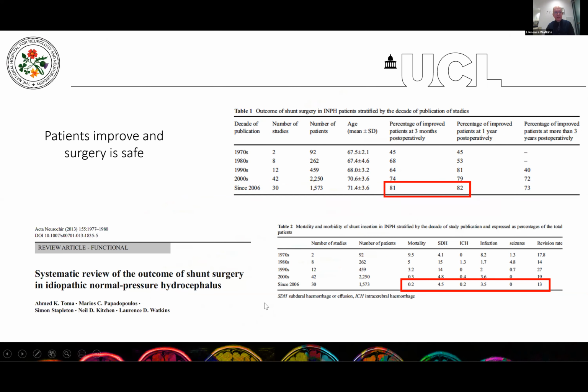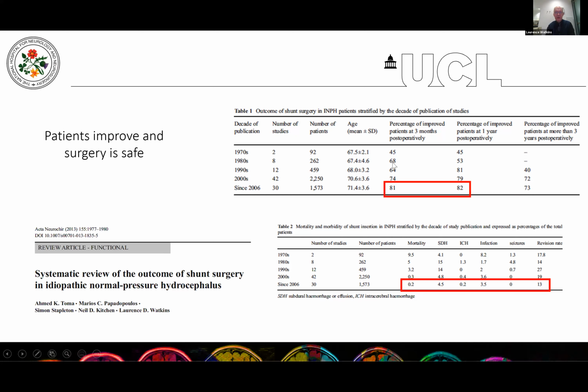And this is a systematic review that Ahmed Toma did some time ago, looking at how this has changed over time. So back, you remember it was first described in the 60s. In the early days, in the 70s, for example, there were reports of the mortality rate being 9.5%, and hence a lot of resistance to doing operations like this. But over time, this has improved. And really, if you look at the data from 2006 to present day, it's more like 0.2%, so a much lower complication rate than was described in the early years.